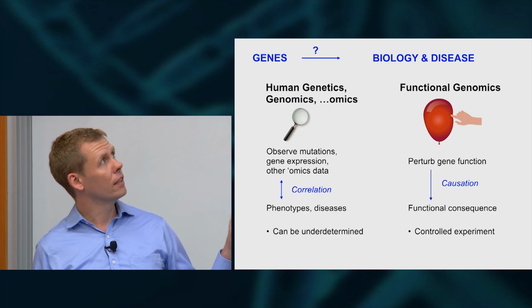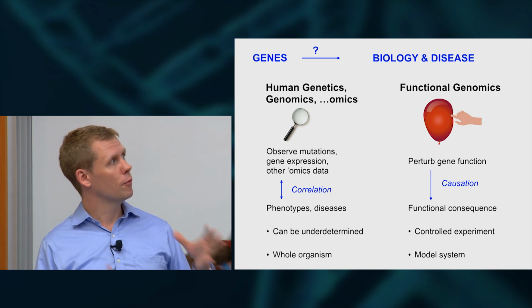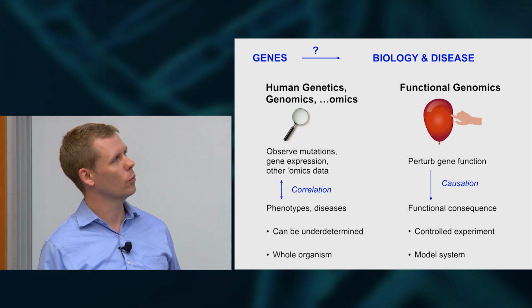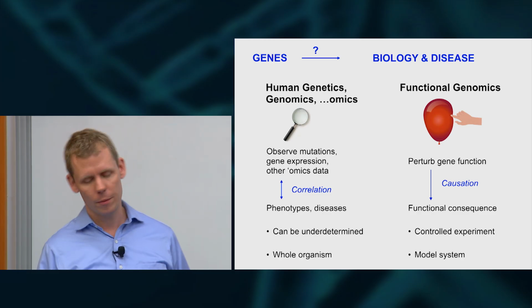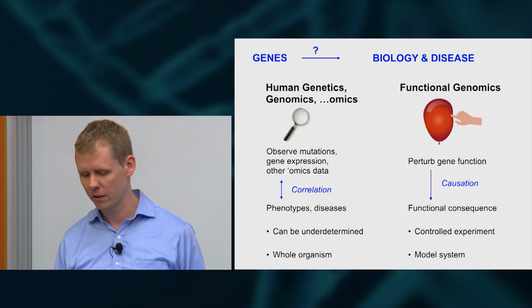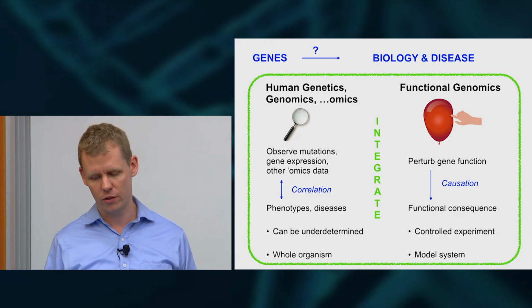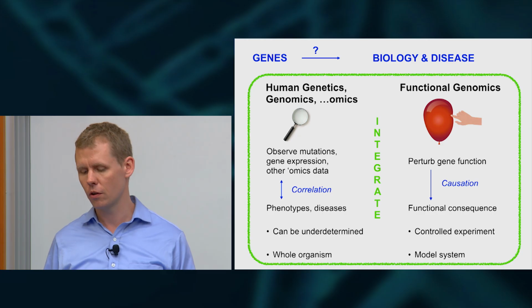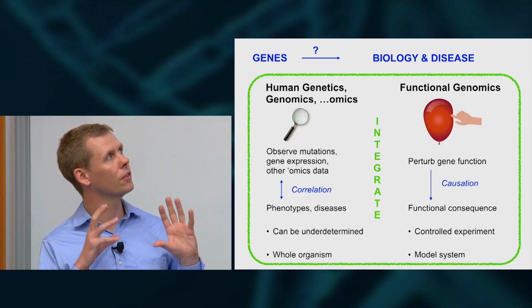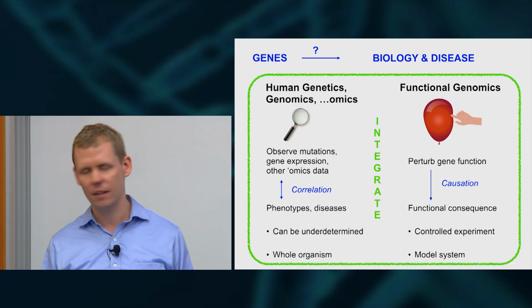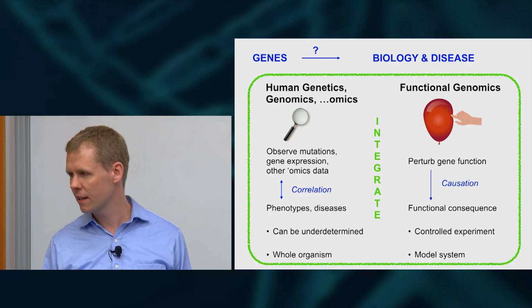Vice versa, obviously, if we're observing, say, cancers in human patients, we're actually working with the real thing. Our functional genomics approaches are always going to happen in model systems. So ideally, we want to really integrate these two types of approaches. But as I said, today we're going to talk about how we can use CRISPR for this functional genomics approach. And we heard already several examples about that from Dana and from Luke.